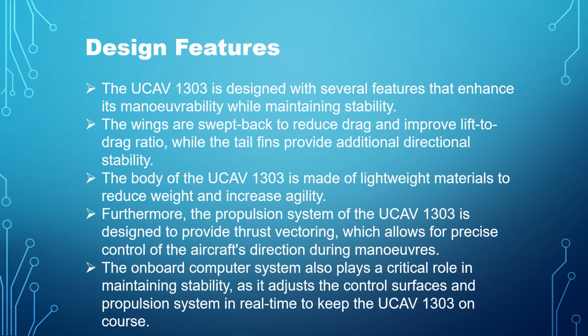So the wings of this 1303 unmanned vehicle are swept back, and the improvement of lift to drag ratio is also caused by the swept back wings, while the tail fins provide additional aerodynamic stability. And the propulsion system provides thrust vectoring, which allows precise control of this aircraft's direction during the maneuvers.